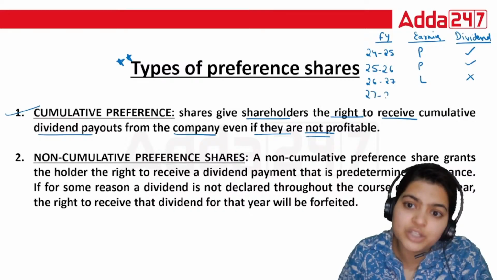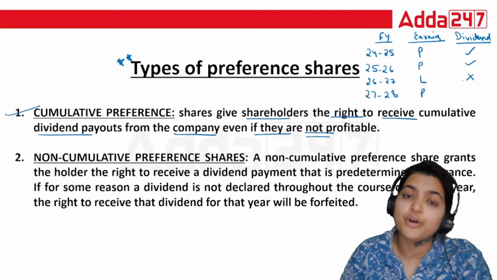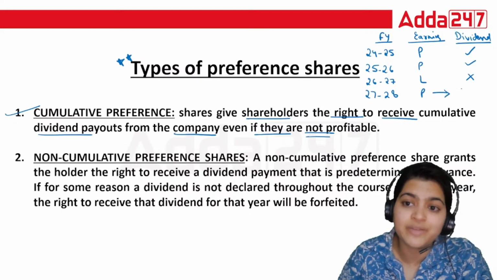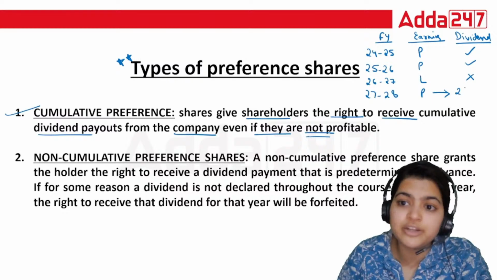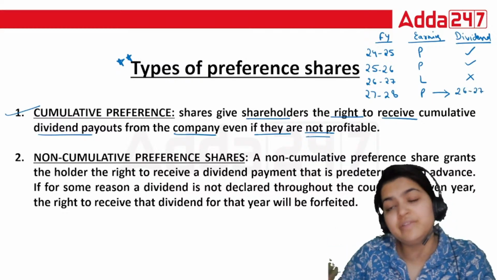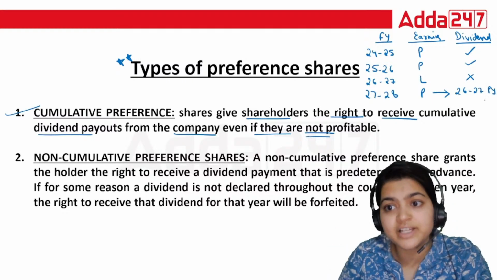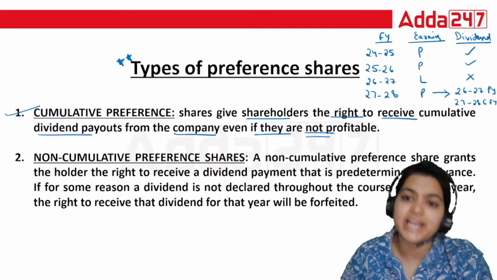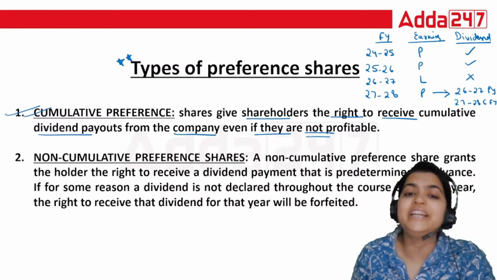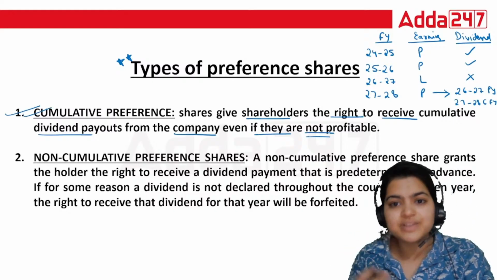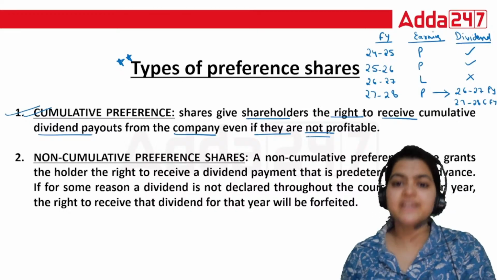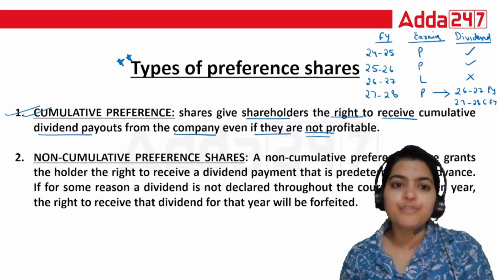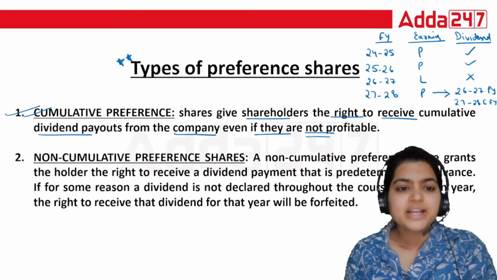Then in 27-28, the company earned profit again. So this time, in the financial year 27-28, the company will be paying the dividend of 26-27, your previous year, plus the current financial year, that is 27-28. That is the meaning of cumulative preference shares. It means your right to receive dividend will never lapse.